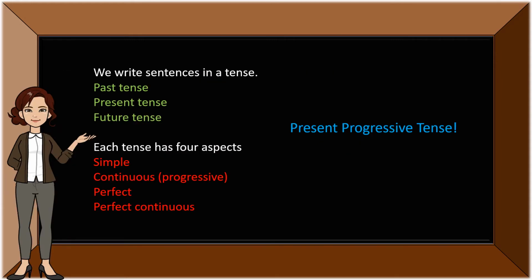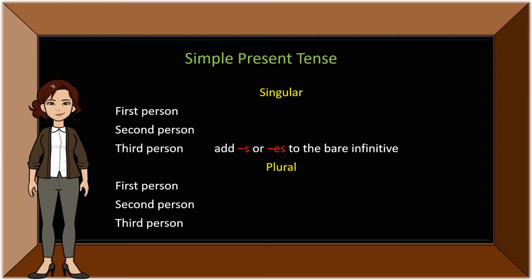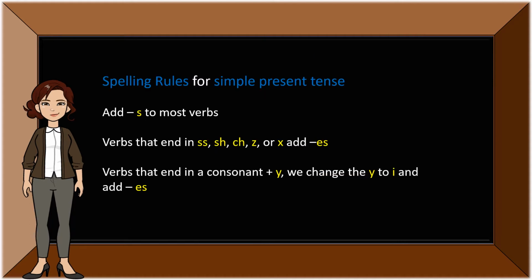Remember, we write sentences in a tense. So far, we've talked about simple present tense. But today, we're going to talk about present progressive tense. So let's review simple present tense before we talk about present progressive tense. Now, when your subject is singular and third person, you're going to add s or es to the bare infinitive. Let's go over the spelling rules. Spelling rules for simple present tense.